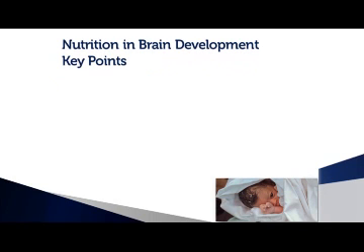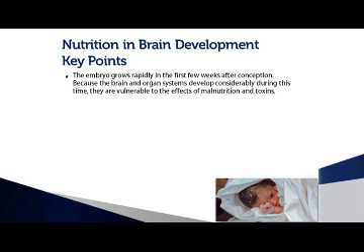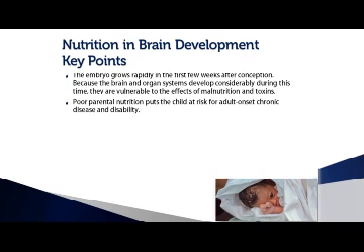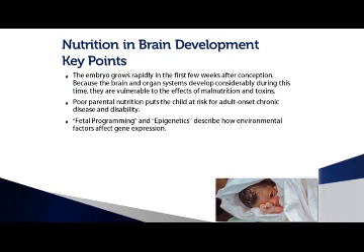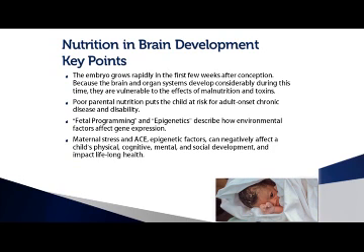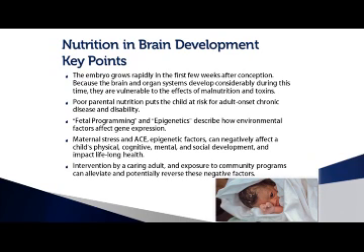The key points from this section are: the embryo grows rapidly in the first weeks after conception. Because the brain and organ systems develop considerably during this time, they are also vulnerable to the effects of malnutrition and toxins. Poor parental nutrition puts the child at risk for adult-onset chronic disease and disability. Fetal programming and epigenetics describe how environmental factors affect gene expression. Maternal stress and ACEs are epigenetic factors that can negatively affect a child's physical, cognitive, mental, and social development and impact lifelong health. But intervention by a caring adult and exposure to community programs can alleviate and potentially reverse these negative factors.